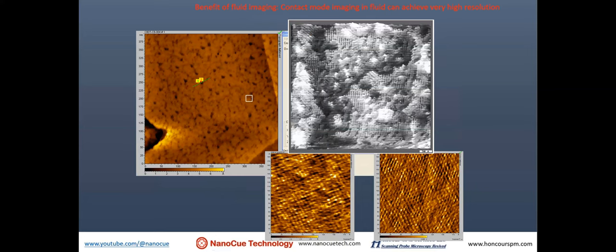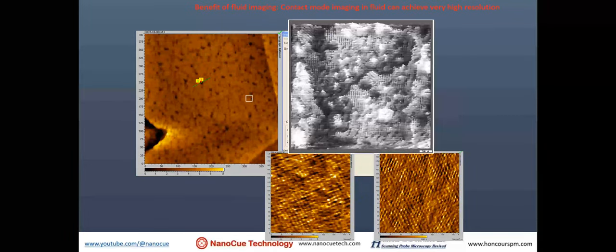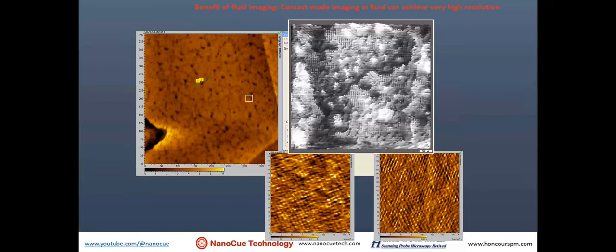This is an example of such increase of resolution. This is a self-assembled monolayer imaged in ethanol. I believe it's ethanol. And then you can minimize the force to a point that the tip does not disrupt the softer nature of your self-assembled molecules, and therefore you could actually push the resolution to near molecular resolution. On the upper right corner, it's a 40 by 40 nanometer scan, and you can see the molecular arrays of the self-assembled monolayer. In air, you do not see this kind of high resolution.